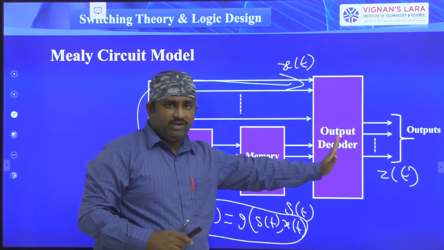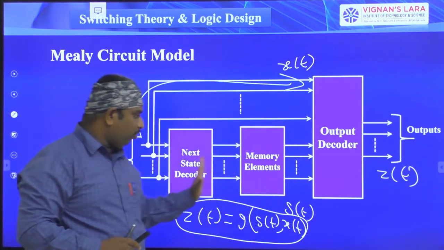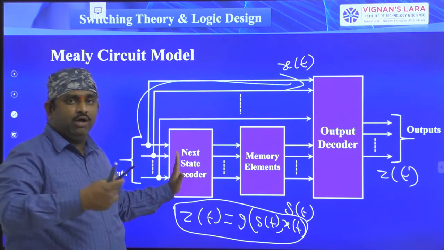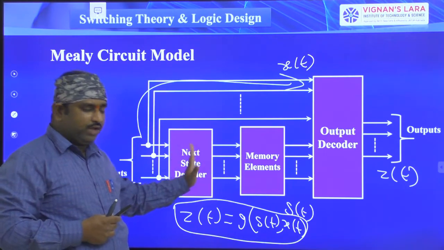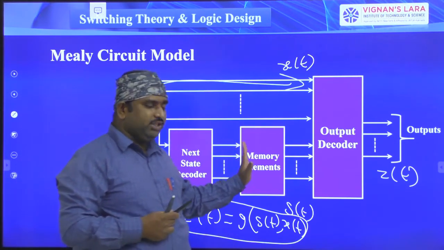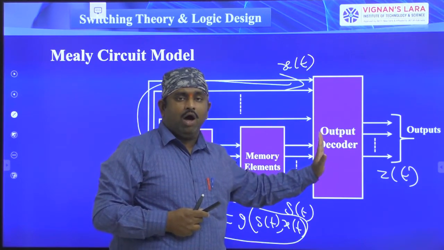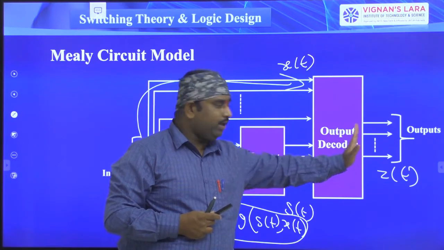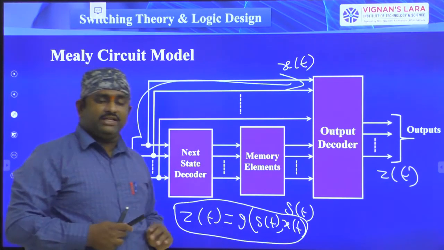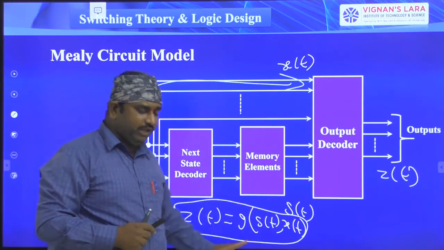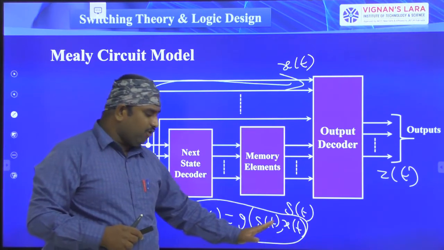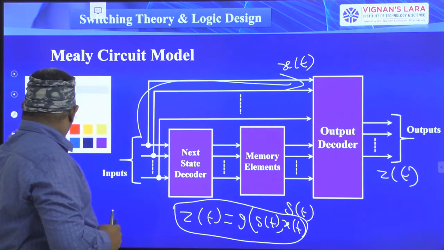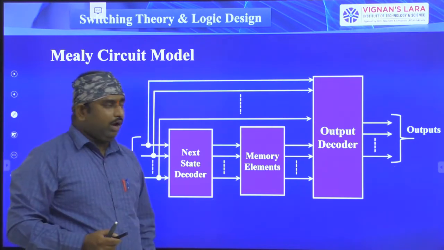That is the previous state or the present state of the outputs we are taking here, and we give it to the next state decoding purpose. These we store in the memory elements, and these memory elements give the present state outputs to the output decoder, and finally we can get the next state outputs. That is, Z of t is equal to some function of S of t comma X of t. Now let us see.